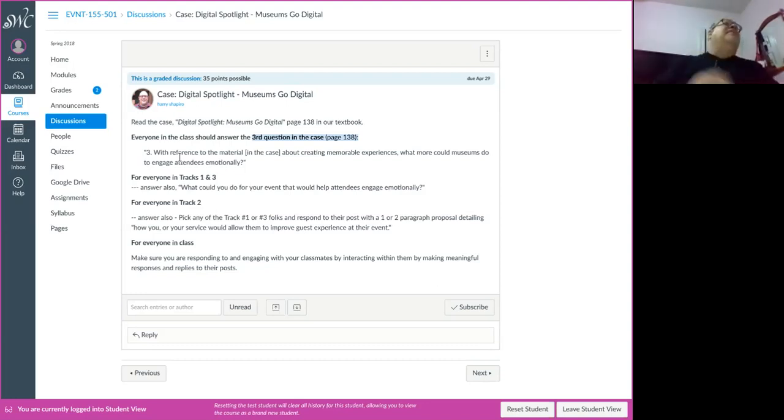That's what creates lasting memories. So if we're creating an event, ultimately we want to do the same thing. But again, in this case study, the first part of this is to address what a museum could do to engage emotionally. And then if you're in tracks 1 or 2, what you could do for your event. And when you're thinking about this and you think about the previous pricing assignment, think about how much this is going to cost and how you're going to budget for this great emotional experiential event that you're creating.